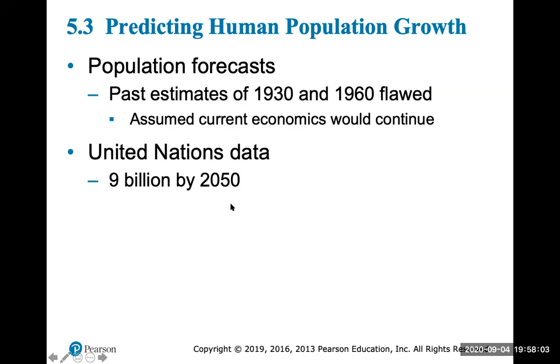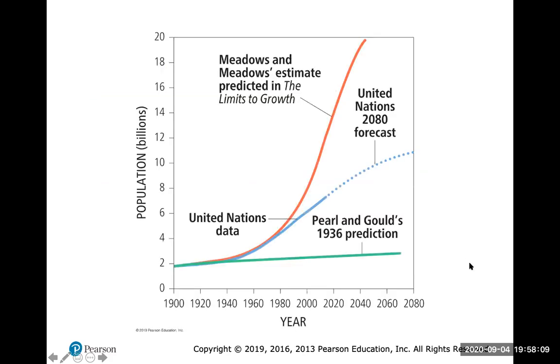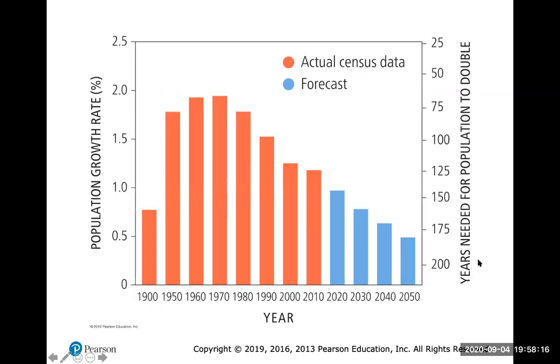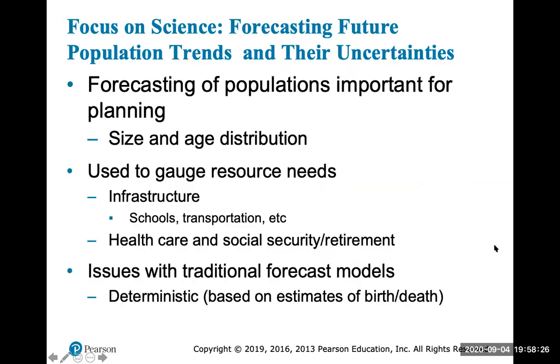Population forecasts. The UN predicts by 2050, there will be about 9 billion people. These are the United Nations forecasts. Obviously compare it to others' forecasts. And these are the years needed for population to double, from the actual census data and the forecasted or predicted population.